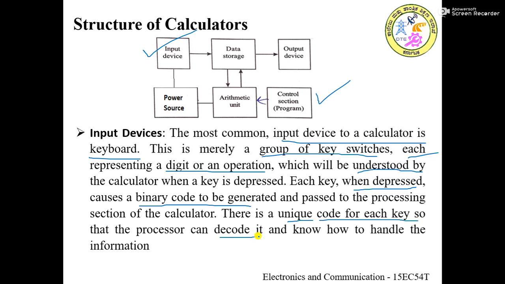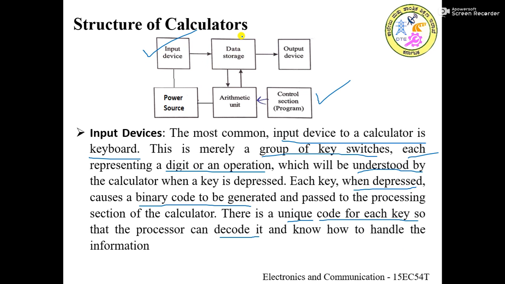processor can decode it. At the front end you will be seeing only the numbers or the operations, but actually at the back end, whenever you press a key, it is going to generate a binary code. That binary code is understood only by the processor, not by you. And the processor knows very well how to handle that information. So this is about the input device.